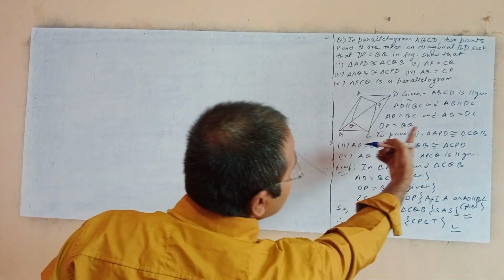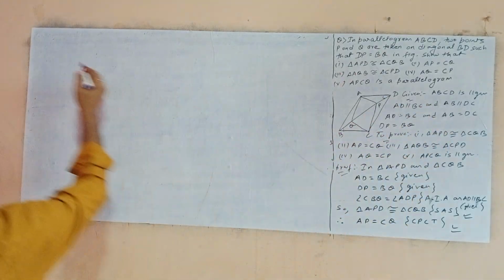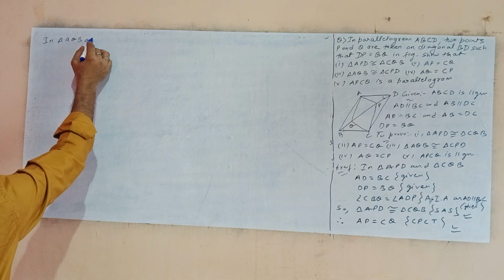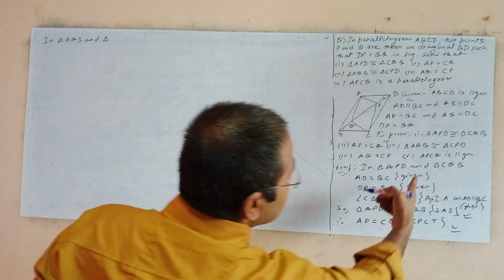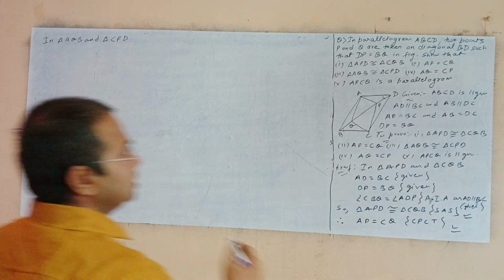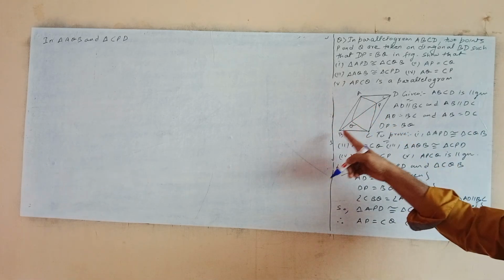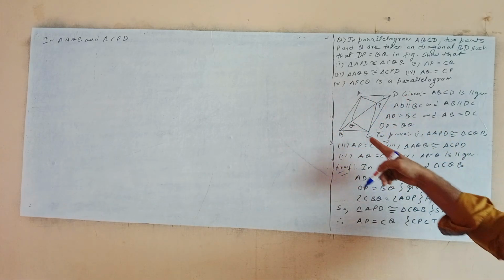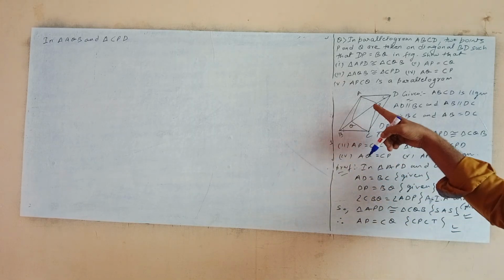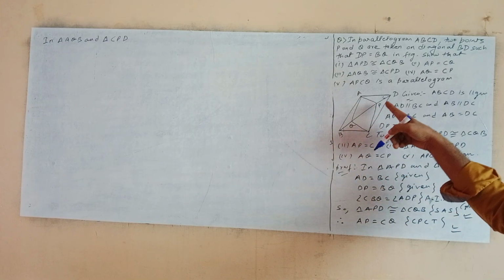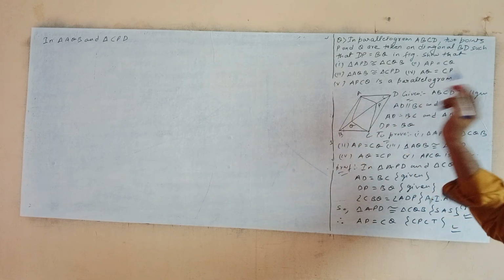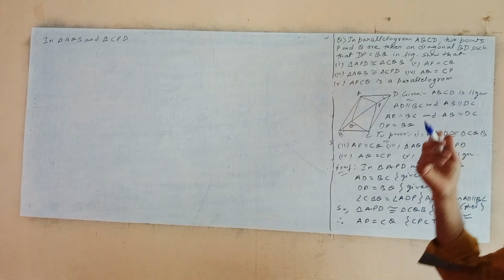So in the third one you have to prove triangle AQB is congruent to triangle CPD. Consider triangle AQB and triangle CPD. In these, AB and CD are equal, and BQ is equal to DP, which is given already. And the alternate angles are equal, so both triangles are congruent with each other.